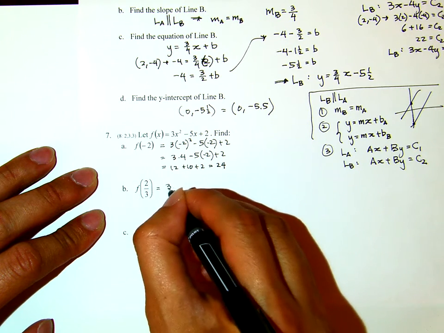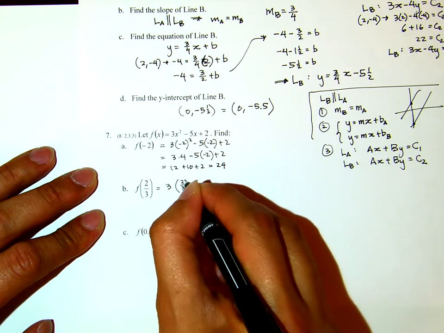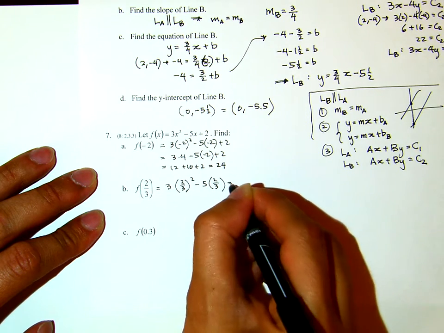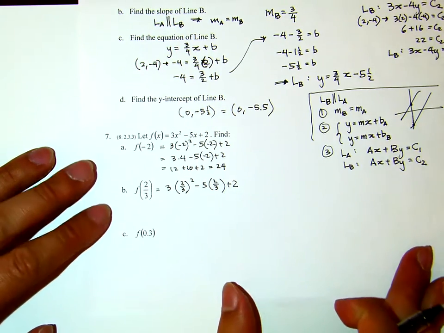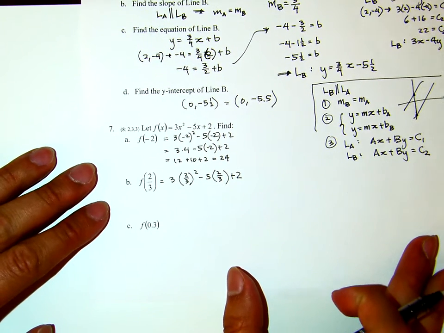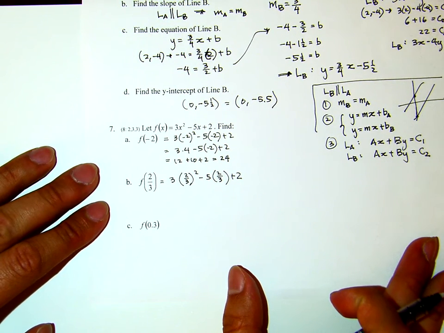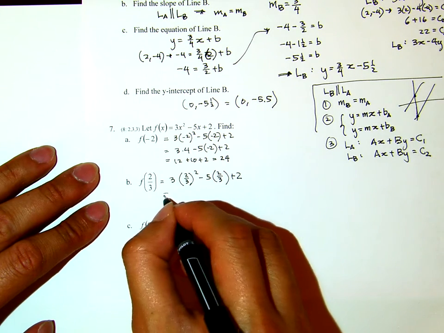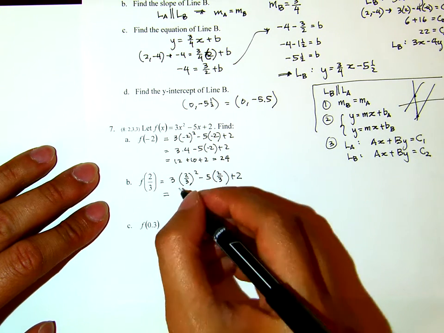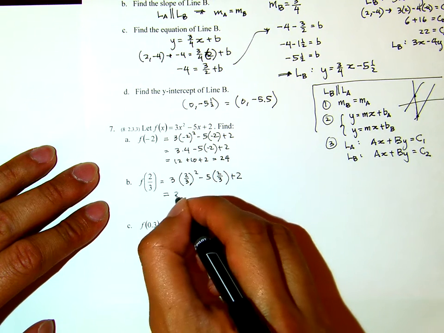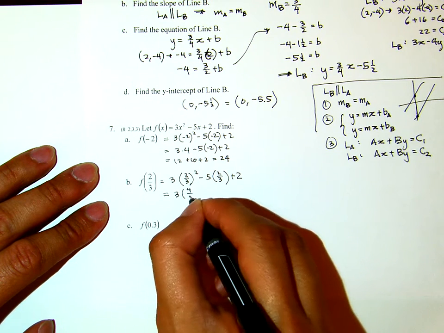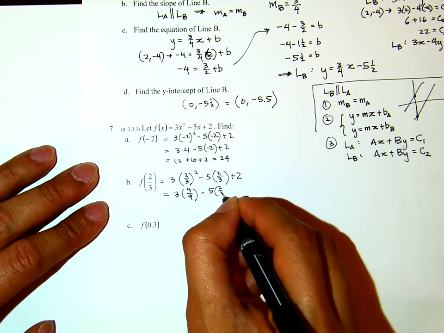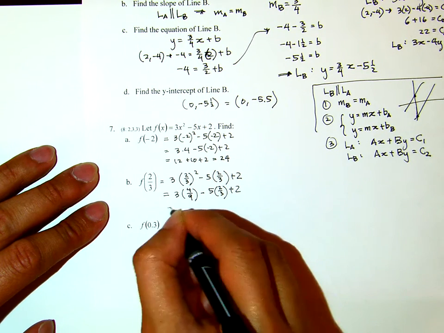It means I replace the x by 2/3. Now a lot of students, when they see fractions, the first thing they have in mind is skip that. At this level, you have to go on. You have to be able to do this. Now I will do the exponent first. This is 3 times 4 over 9 minus 5 times 2/3 plus 2, and then now I do the multiplication.